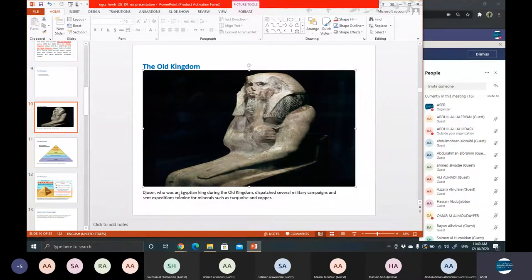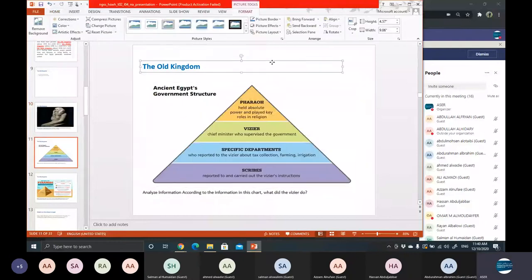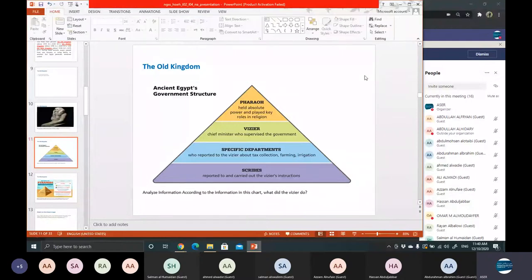We have Djoser, for example, who was an Egyptian king during the Old Kingdom, dispatched similar military campaigns and sent expeditions to mine for minerals such as turquoise and also copper. And according to the ancient government structure, as we have said before, it is the same structure for any civilization. At the top of the pyramid structure, we have the pharaoh, as he held absolute power and played a key role in religion.